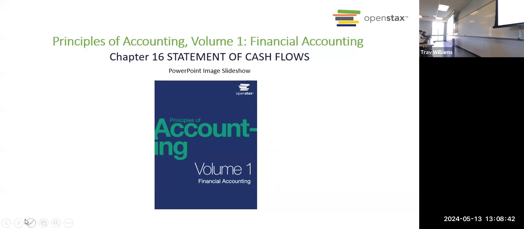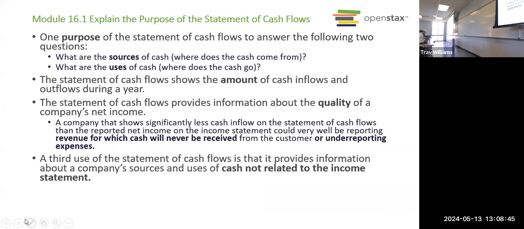So again, we are learning about the statement of cash flows this week. We will quickly review the first half of the chapter.